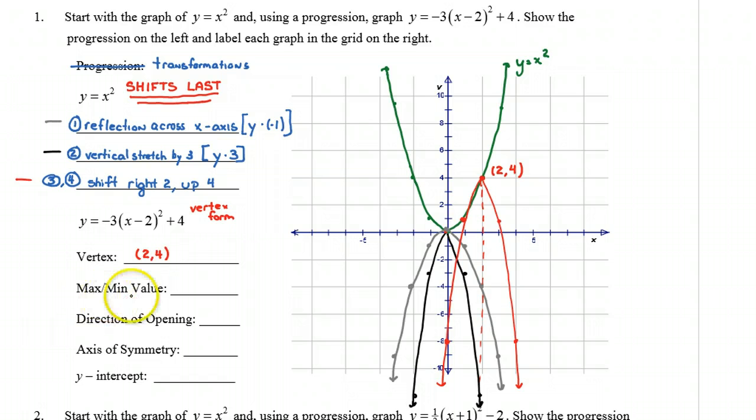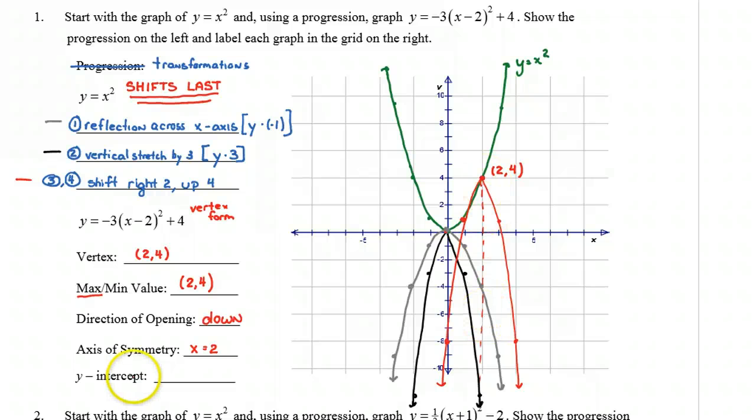Our max min value, well, this is going to be a maximum value because it opens downwards. We know it opens downwards because it has a -a value. And so the maximum is going to be at 2, 4. The maximum always occurs at the vertex. The direction of opening is down. The axis of symmetry is going to be x equals 2. Remember, the axis of symmetry is always the equation of a line, and if you notice, it will always go through the vertex. It's always useful to dot it in.